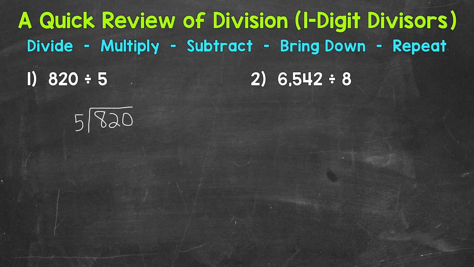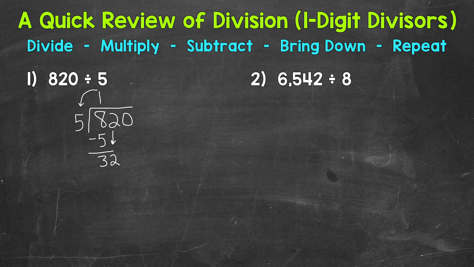And now we're ready to go through our steps. Divide, multiply, subtract, bring down, repeat. So we start with divide. We're going to do 8 divided by 5. So how many whole groups of 5 are in 8? 1. So that goes above our 8. Then we multiply. So we multiply 1 times 5, which is 5. And now we subtract. So we do 8 minus 5, which is 3. And now we're ready to bring down our next digit, which is going to be the 2. So let's bring this down.